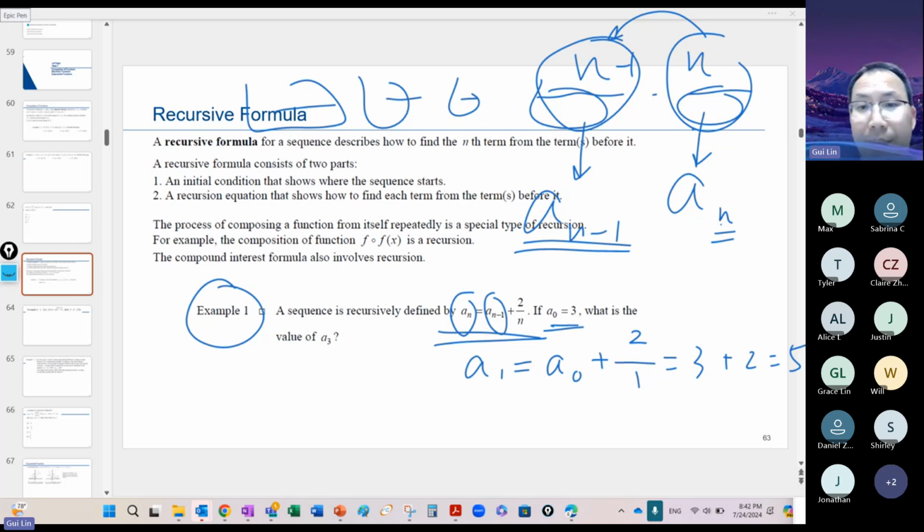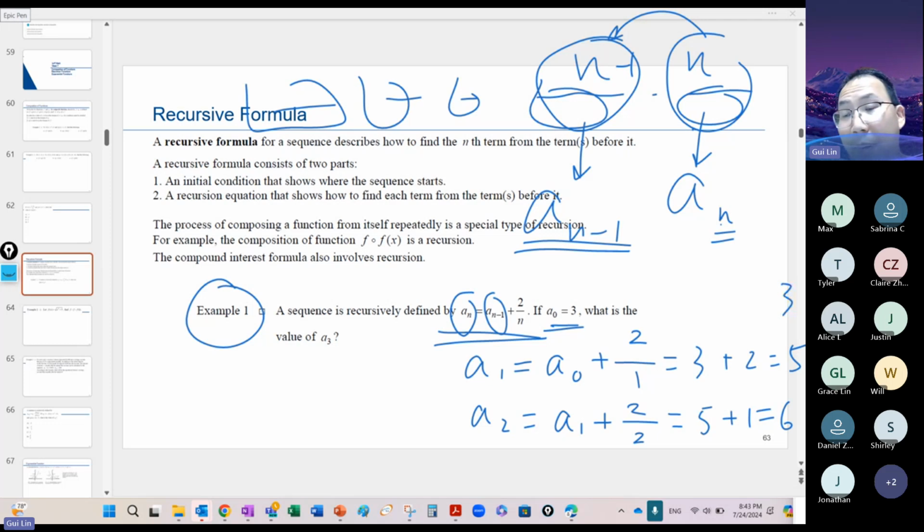A0 is 3, A1 is 5. So what about A2? A2 equals A1 plus 2 divided by 2. All right, so A1 is 5 plus 1, so you get 6. So here we can write 3, 5, 6. We didn't find the pattern, but they have the formula there, right?